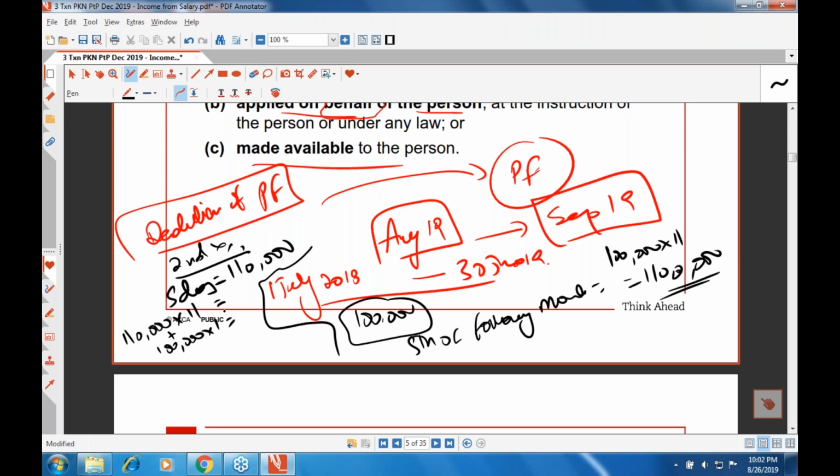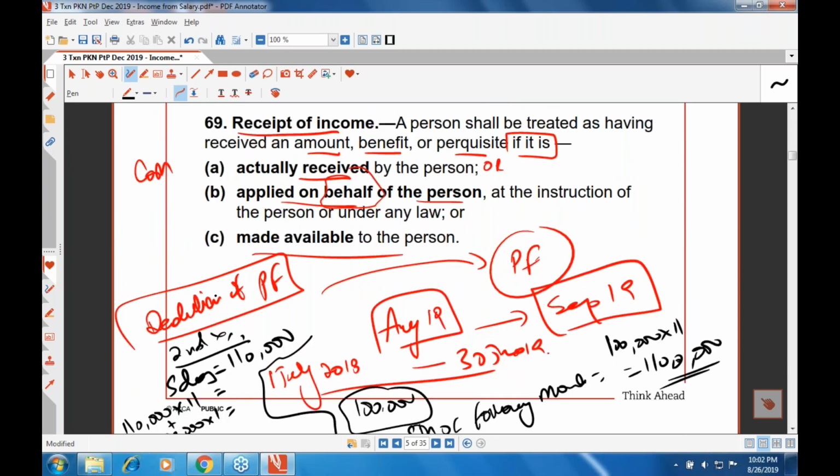So when we talk about salary being taxable on receipt basis, it actually means that it's actually received by you or is applied on behalf of you. Applied on behalf of you means that the company has paid your salary to somebody else as per your instructions.